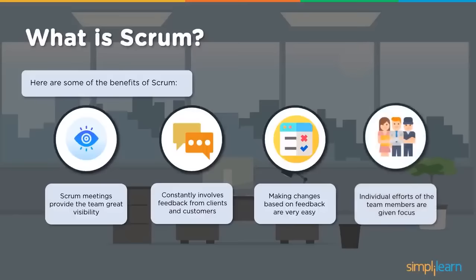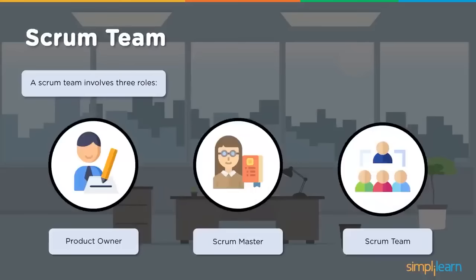Then individual efforts of the team members are given focus. Yes, individual effort is essential. At the same time, each team member cross-skills. We call it a self-organizing team, as I was mentioning earlier. So each team member will have different skills and different capabilities, and cross-skilling within the team is encouraged so that ownership on individual deliverables, and the team as a whole working together to deliver features and functionality, can also be accomplished. Right? Then the Scrum team involves the Product Owner, Scrum Master, and then the Scrum team.